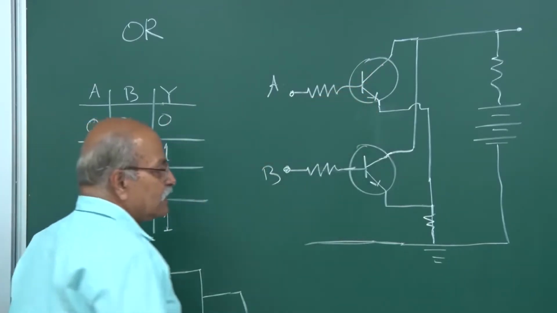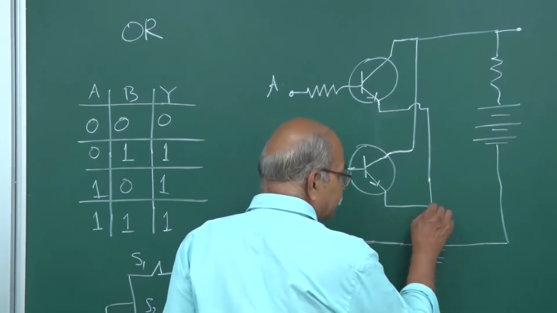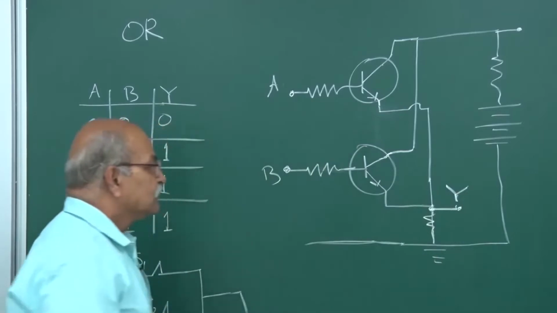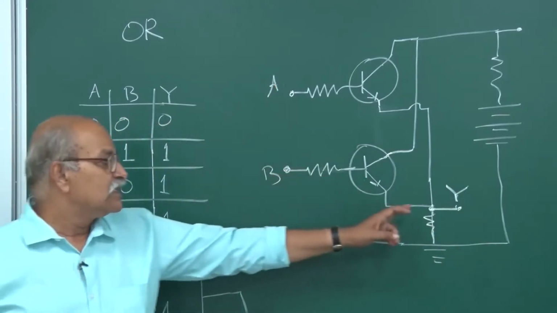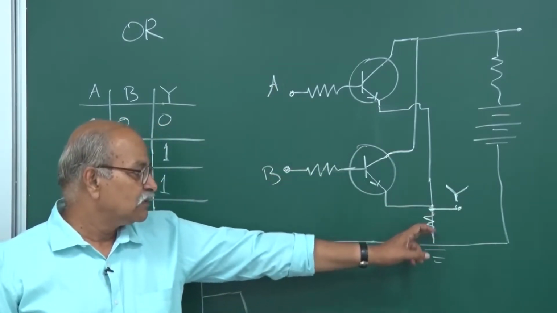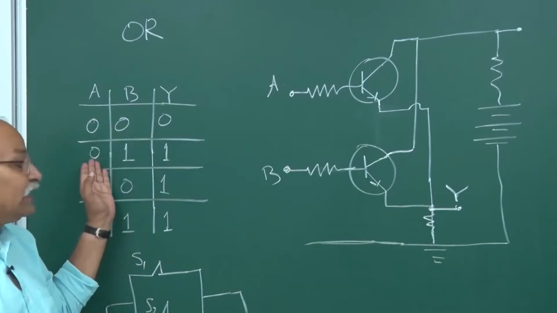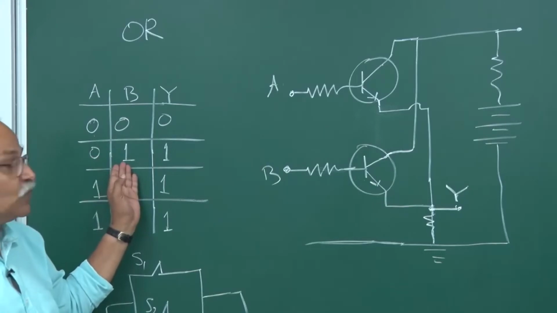So once again, I will take the output from here. This will be our Y. So 0, 0 will give me 0, no current. So this is 0, this is 0 potential. So 0, 0 is 0. What happens if one is 0, other is 1?